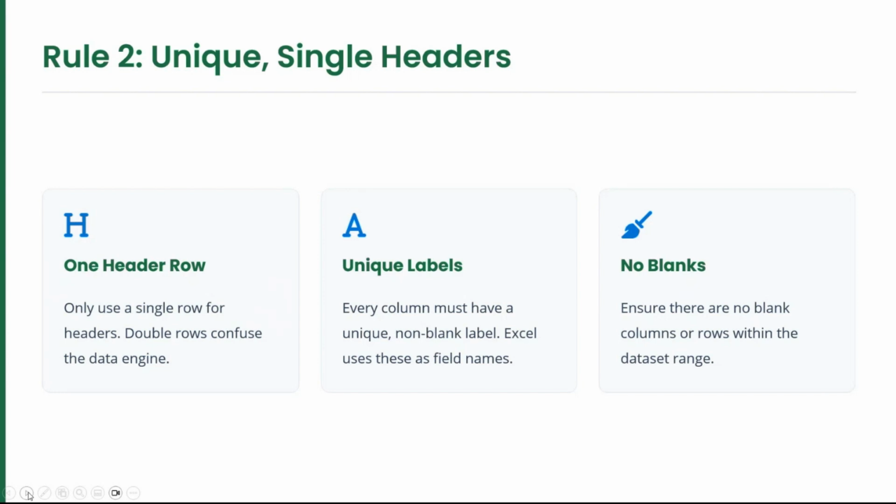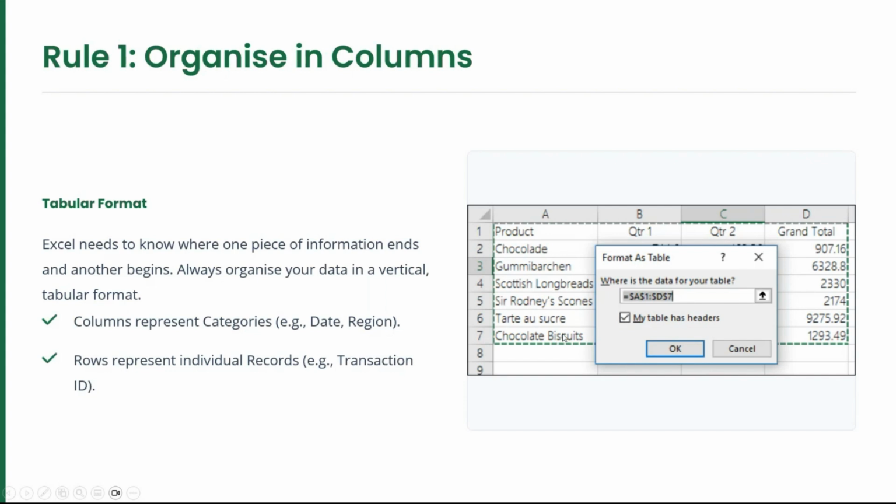It will confuse your data engine, because Excel is intelligent in that way. If you look at this thing that is ticked here, it says my table has headers, meaning the first top row, which is row number 1, will always be your header.